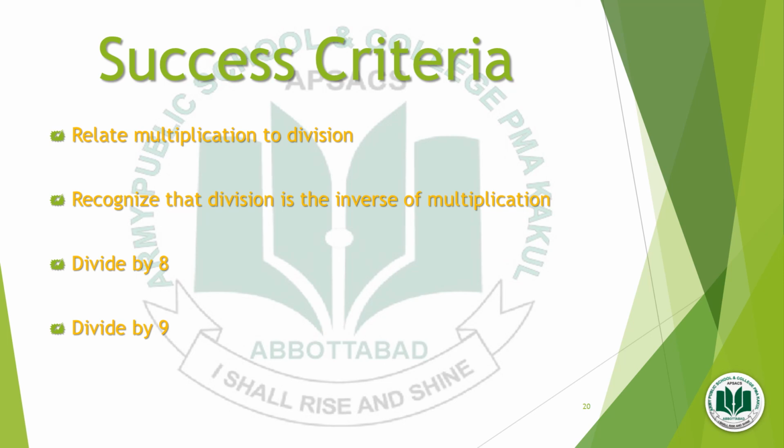Before any written task, I am sharing the success criteria. Relate multiplication to division. Recognize that division is the inverse of multiplication. Divide by 8 and divide by 9. Now students, learn and memorize all the tables from 2 to 9 and do plenty of practice by writing multiplication and division sentences using all the tables.